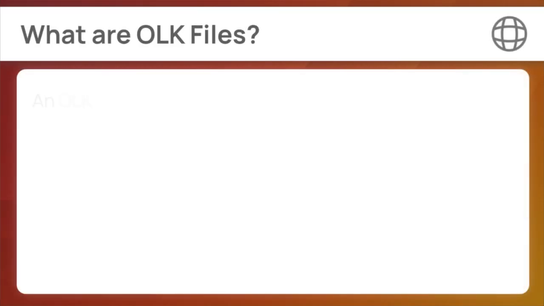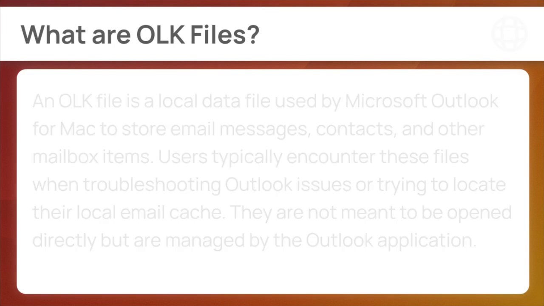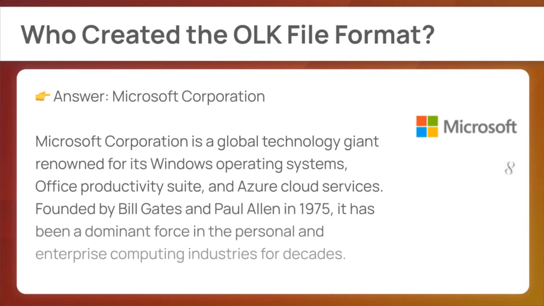An OLK file is a local data file used by Microsoft Outlook for Mac to store email messages, contacts, and other mailbox items. Users typically encounter these files when troubleshooting Outlook issues or trying to locate their local email cache. They are not meant to be opened directly, but are managed by the Outlook application.